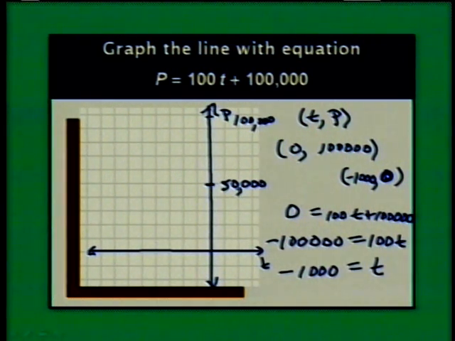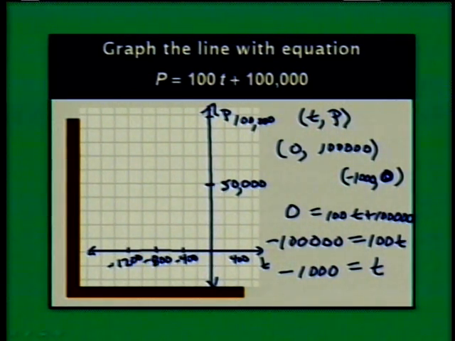Let's see if I can use a scale of 100 on my t-axis. I'll need 10 tick marks in the negative direction. 1, 2, 3, 4, 5, 6, 7, 8, 9. Nope, I can't make it. So I think that I'm going to use a scale of 200 on my t-axis. So this is 200, this is 400. In the negative direction, minus 400, minus 800, minus 1,200.